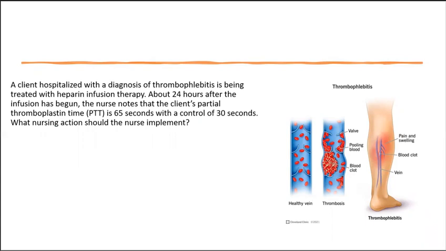Remember, heparin is an anticoagulant, and the priority concern when your client is receiving an anticoagulant is bleeding. We said we want to monitor the effectiveness of heparin therapy by monitoring the results of our PTT. The desired range for therapeutic anticoagulation is 1.5 to 2.5 times the control. Here the control is 30 seconds. 1.5 times 30 gives us 45, and 2.5 times 30 gives us 75. Now they tell us the client's PTT is 65 seconds.